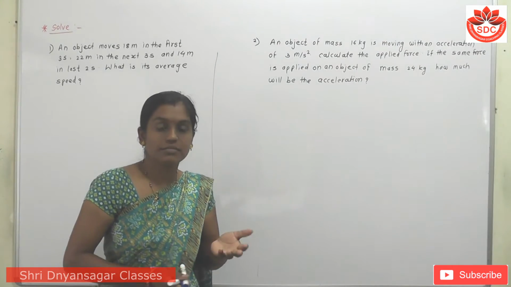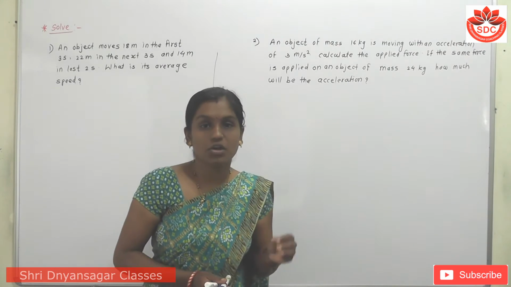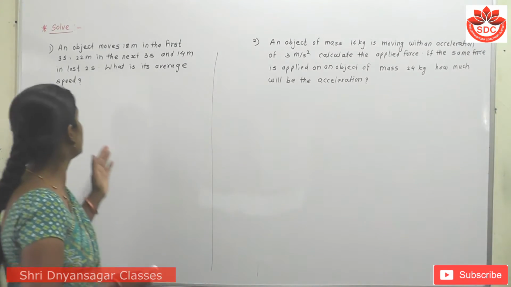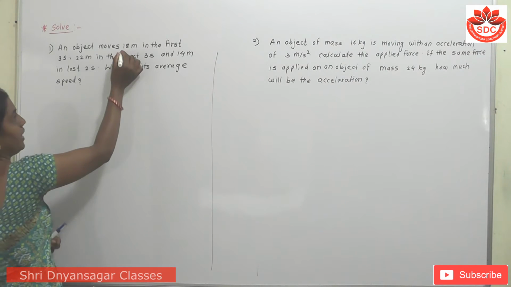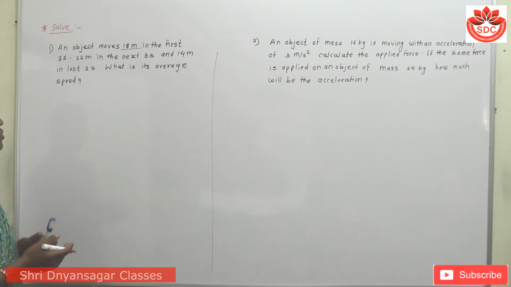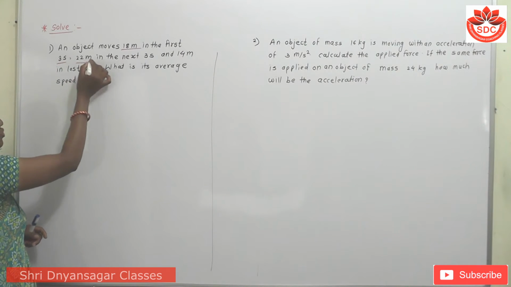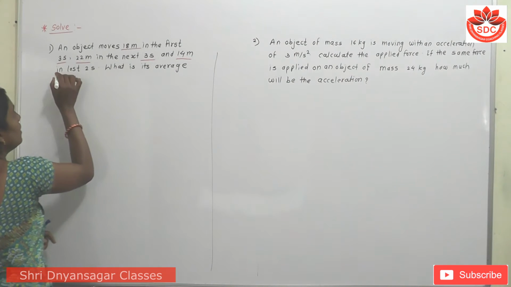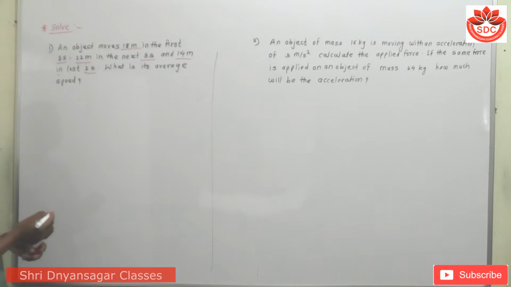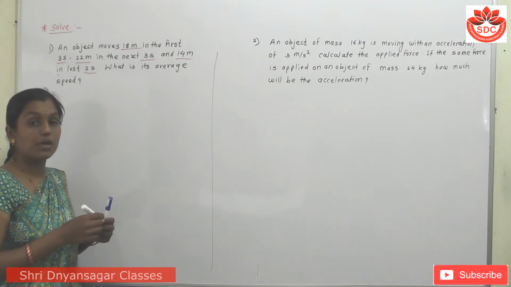Now let's take our unsolved example of the exercise. So first question is, an object moves 18 meter in the first 3 seconds. एक ऑब्जेक्ट आहे तो 18 मीटर जातो in first 3 seconds, 22 meter in the next 3 seconds and 14 meter in the last 2 seconds. So what is the average speed? So we have to find out the average speed.